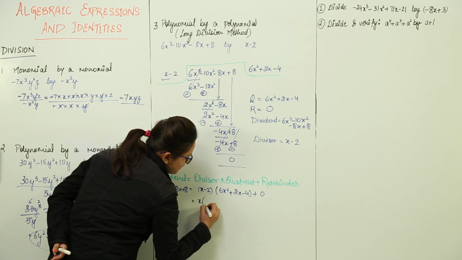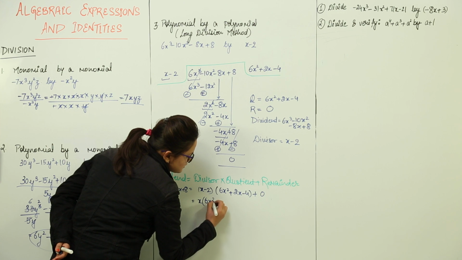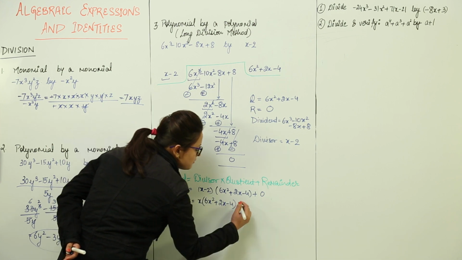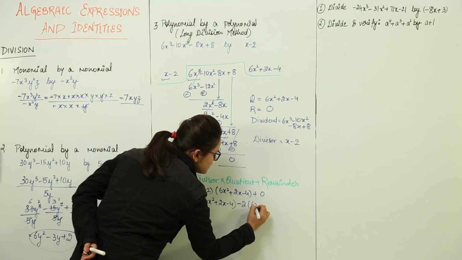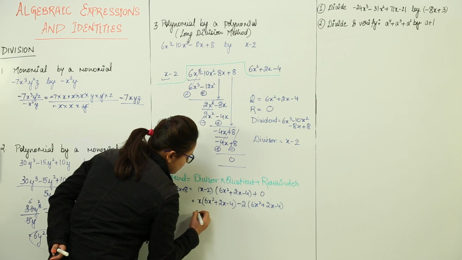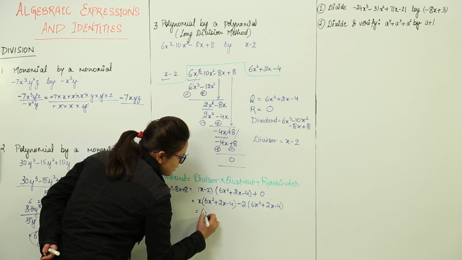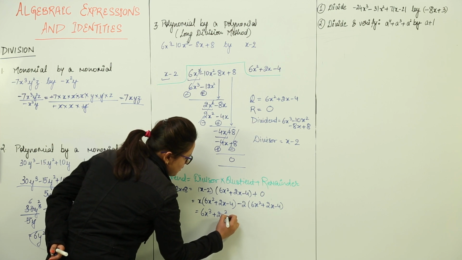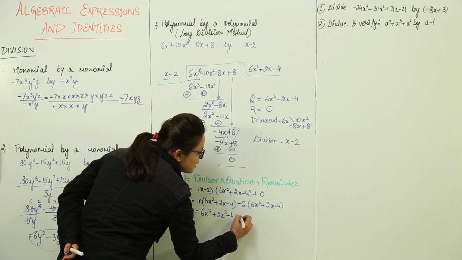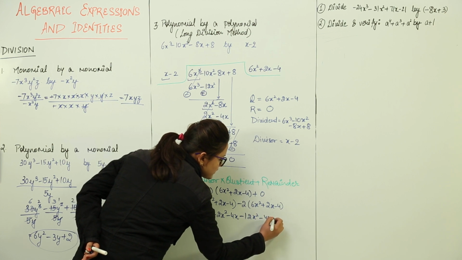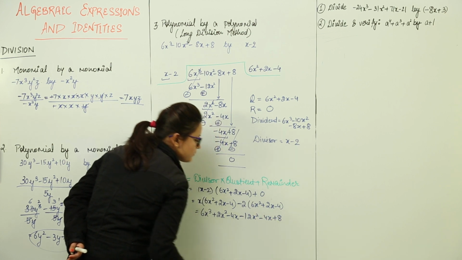Now how do we do the product? x into 6x square plus 2x minus 4, and we take the second term minus 2, again into 6x square plus 2x minus 4. Now what do we get? This becomes 6x cube plus 2x square minus 4x minus 12x square minus 4x plus 8.